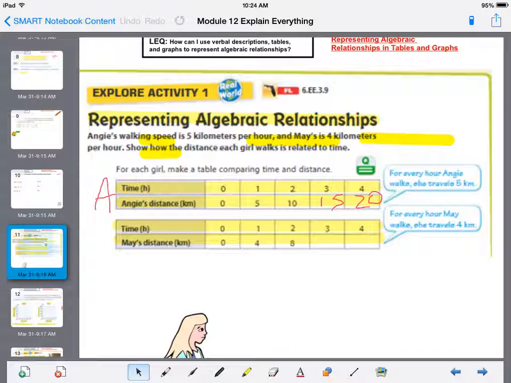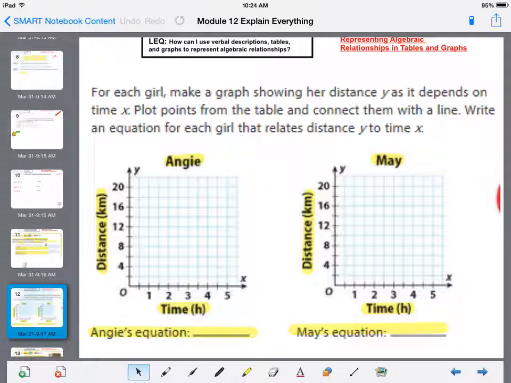Let's go ahead and work with May's table next. The multiplicative relationship here is she's walking 4 kilometers per every hour. So what we're really doing is multiplying 4 times x or your hours. So 1 times 4 is 4, 2 times 4 is 8, 3 times 4 is 12, and 4 times 4 is 16. So now we can graph this algebraic relationship.